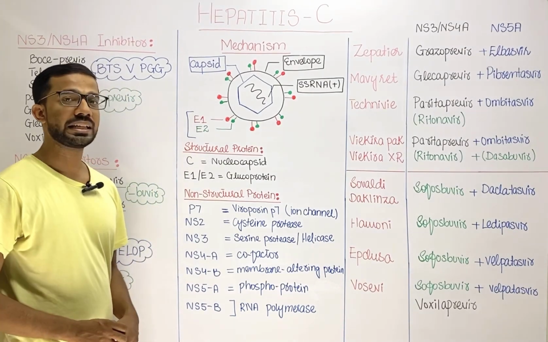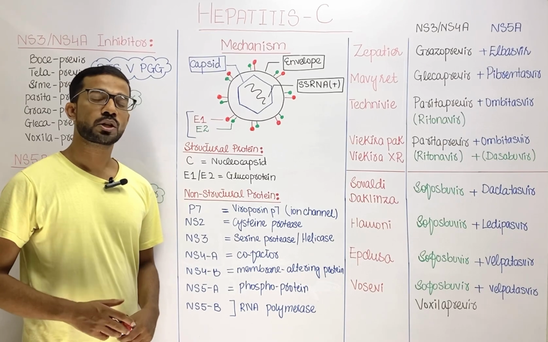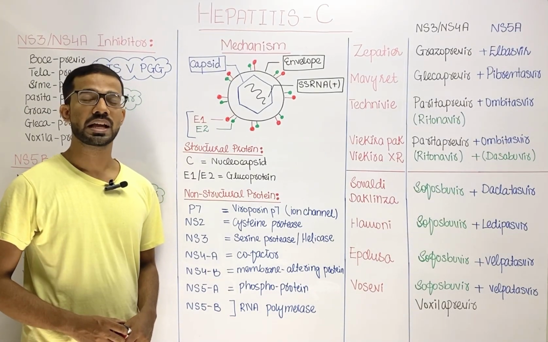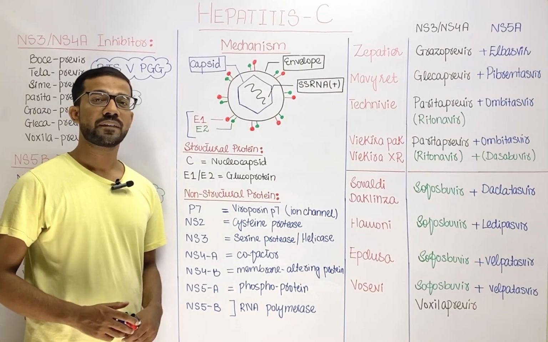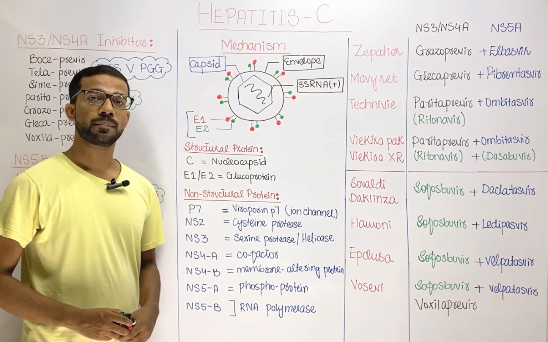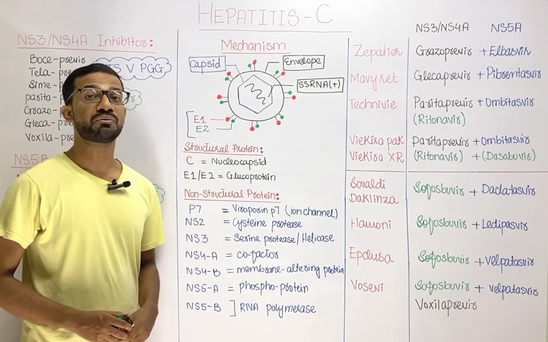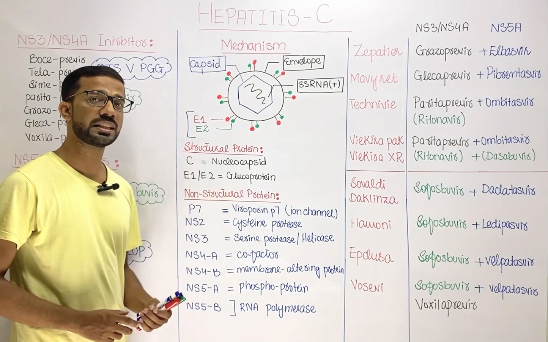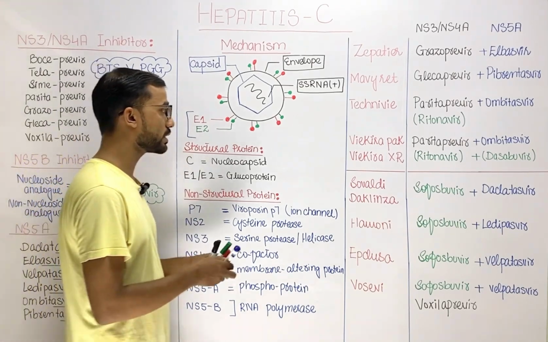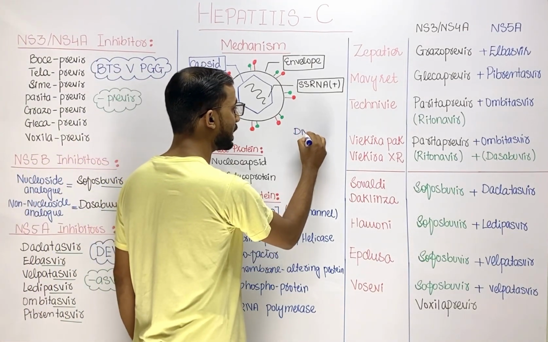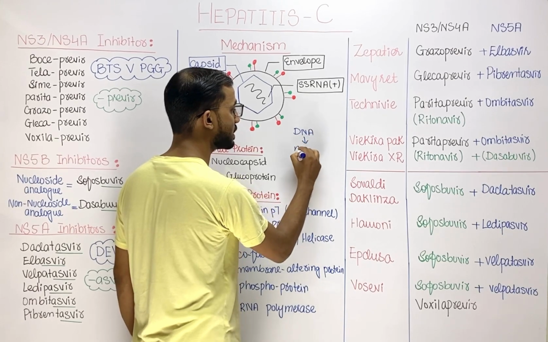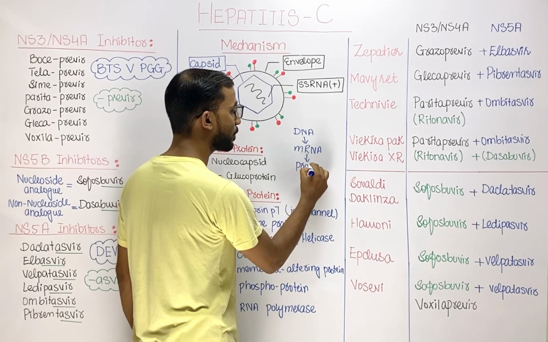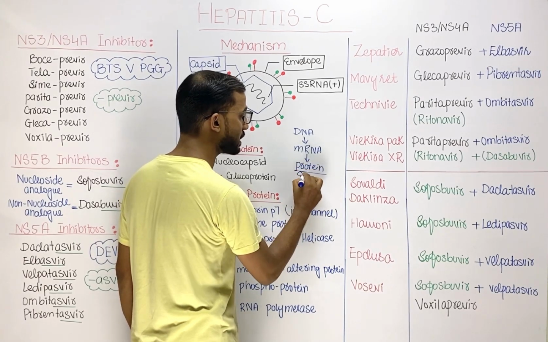Next, we will look at the different types of proteins. Proteins can be structural, which make the structure of the hepatitis C virus, or non-structural, which don't make the structure but are involved in the functions of the virus. Before discussing these proteins, we have to clear this concept: from the DNA you will see the synthesis of messenger RNA, and from the messenger RNA you will see synthesis of proteins, or you can say enzymes.